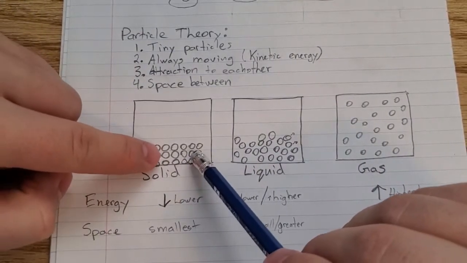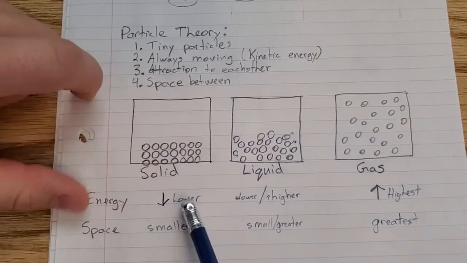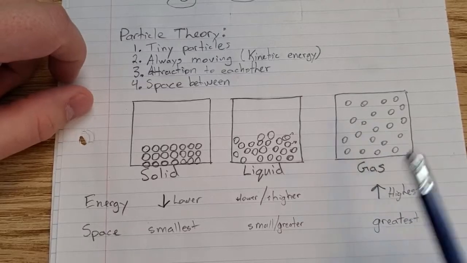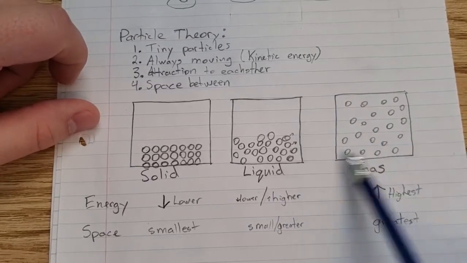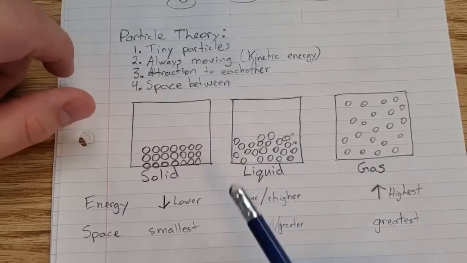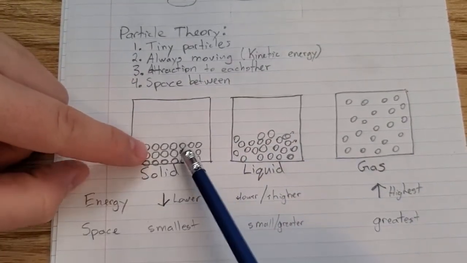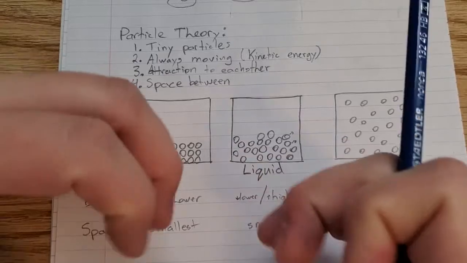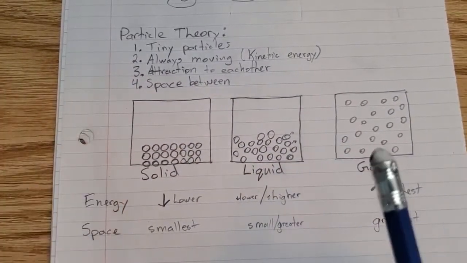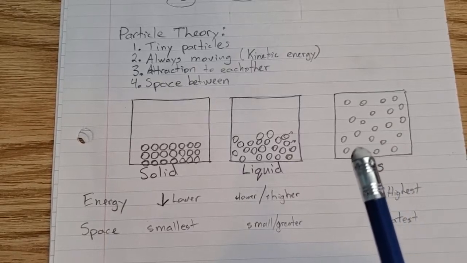Solids will not have as much kinetic energy. Their energy would be lower than a liquid or a gas. Gas would have the most kinetic energy, whereas a liquid is able to move a little bit, but not as much. Even the solid, these tiny little particles that make up something solid, rigid and all together, would still have that little bit of movement because there is still some energy there.